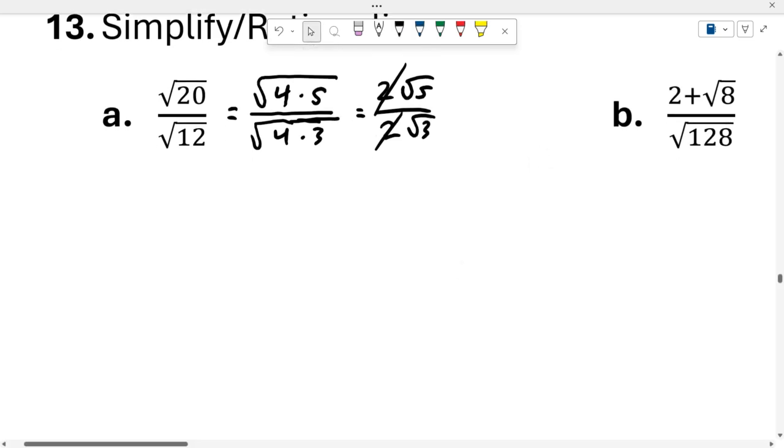So what I have right now is root 5 over root 3. I'm going to write it again down here because we got plenty of space. Okay. So we have root 5 over root 3. Now that is more or less simplified, except I still have a root 3 in the denominator, right? And I want to rationalize that. I don't want my denominator to be a root, okay?